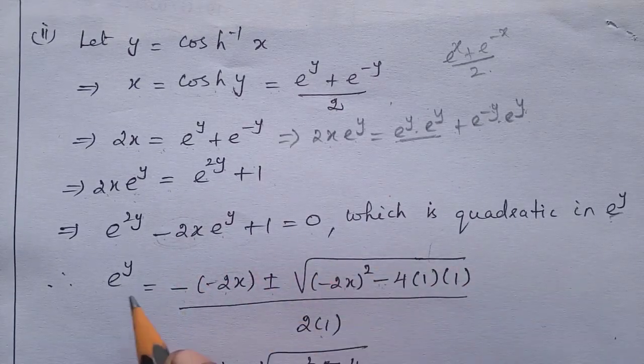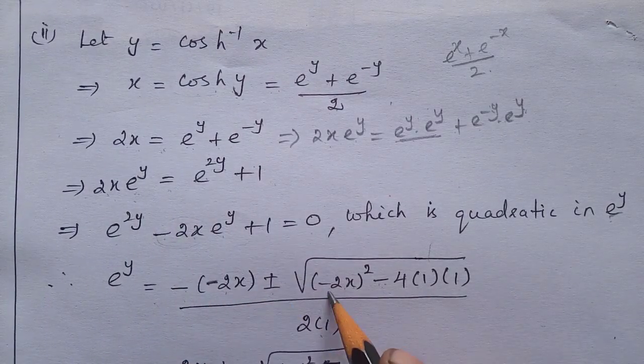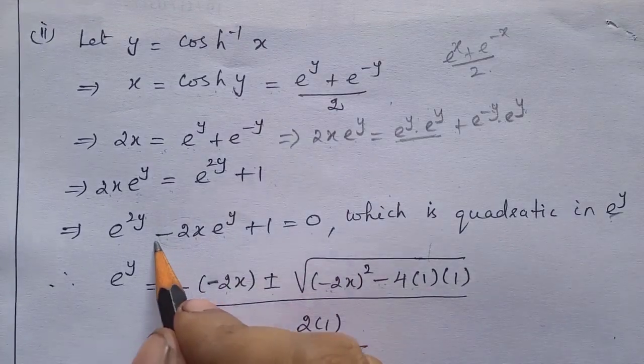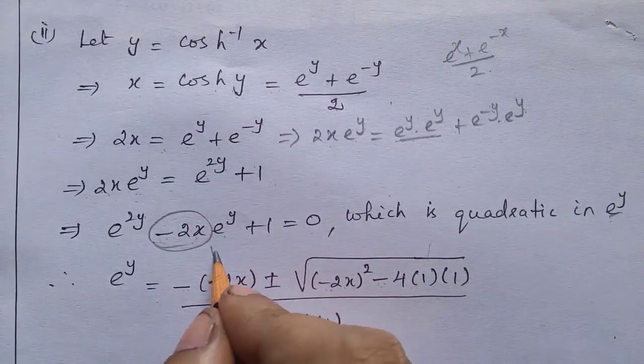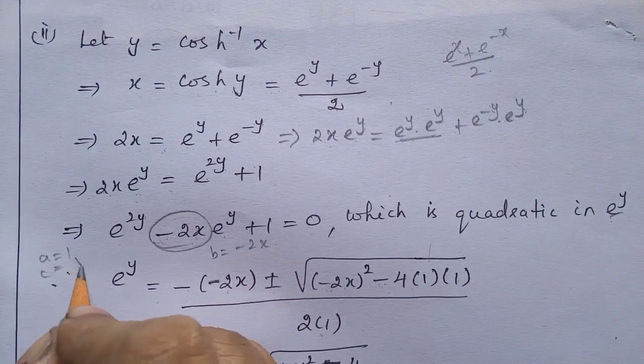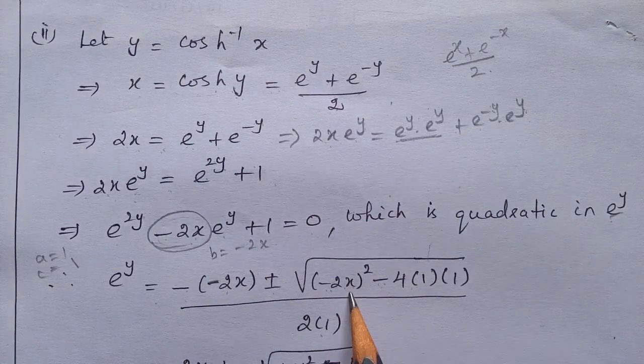So our solution is e power y equals minus b plus or minus root of b square minus 4ac divided by 2a. Here b equals minus 2x, a equals 1, and c equals 1. So e power y equals minus b plus or minus root of b square minus 4ac divided by 2a.